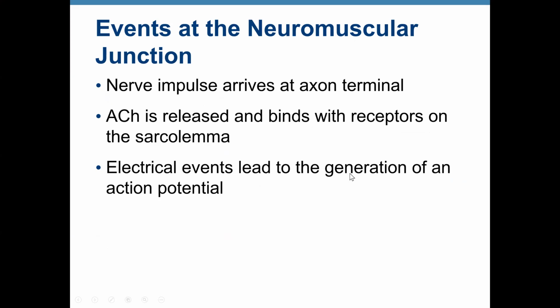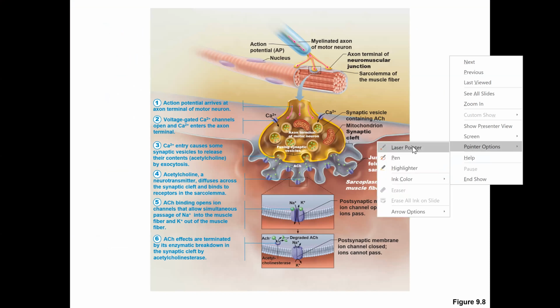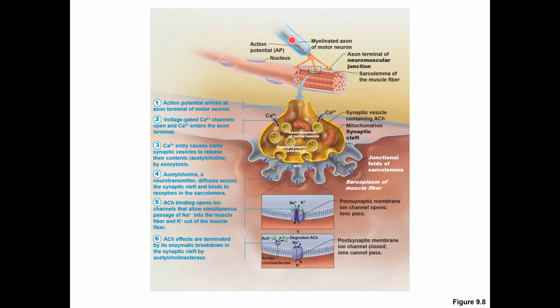So nerve impulses arrive at the axon terminal. Acetylcholine is released and binds with the receptor on the sarcolemma of muscle cells, and electrical events lead to generation of an action potential. Okay, so let's look over here. Here's our motor neuron. This is a neuromuscular junction, and this is just magnified, right?